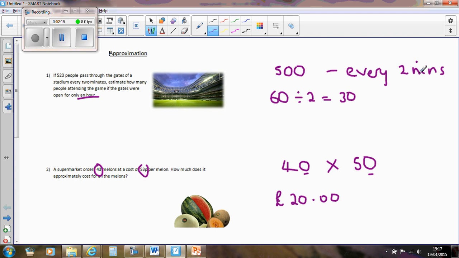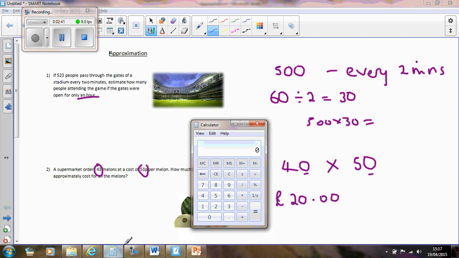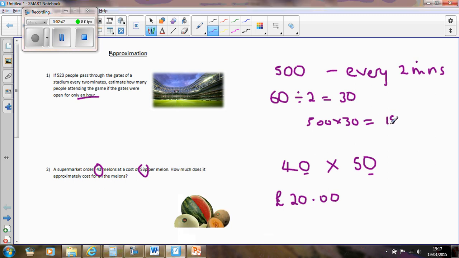So there's 30 lots of 2 minutes in an hour, which means that if 500 people are going through every 2 minutes, then it must be 500 times 30, which adds up to what that is for an hour. So if we get the calculator and we do 500 times 30, we've got 15,000 people, approximately, going through the gates. It's unlikely that you'll get a question like that because it takes a bit more logic to work out. You might get one that looks like this, so let's have another go at one of these.